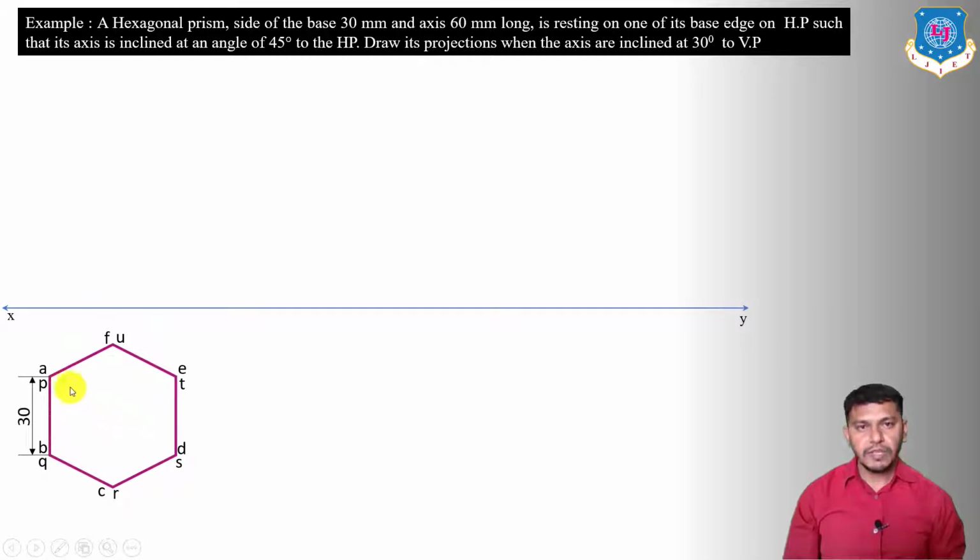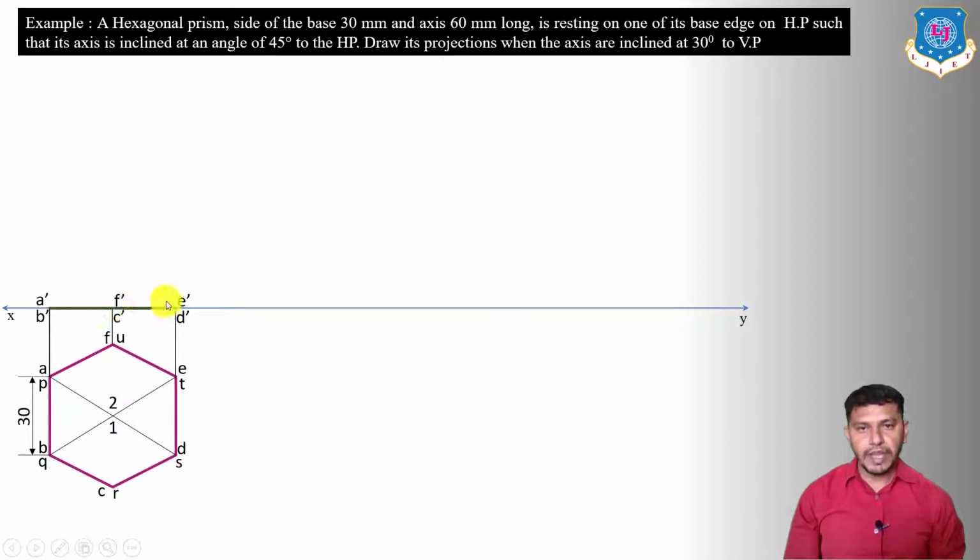Now we have to derive the top view of the axis. For that we have to join the opposite corners of the hexagon. The intersection of the opposite corners will give us the top view of the axis. Now we have to draw the front view, and to draw the front view we have to project all these corner points vertically upwards towards the XY reference line. So project these points. Now this will be A dash, B dash, C dash, F dash, and D dash, E dash. This will be our base.